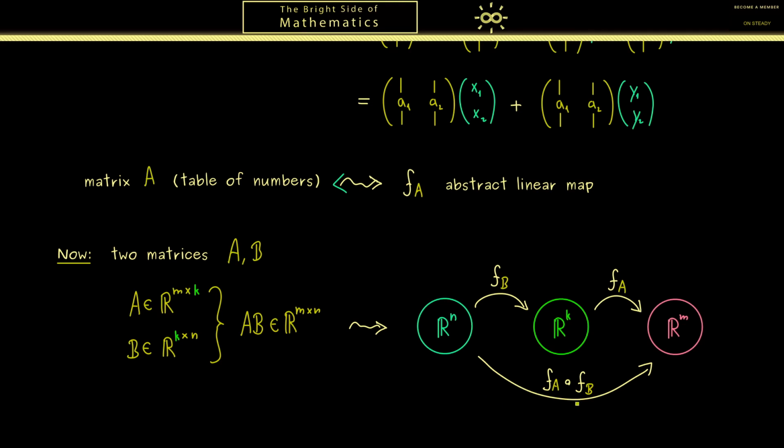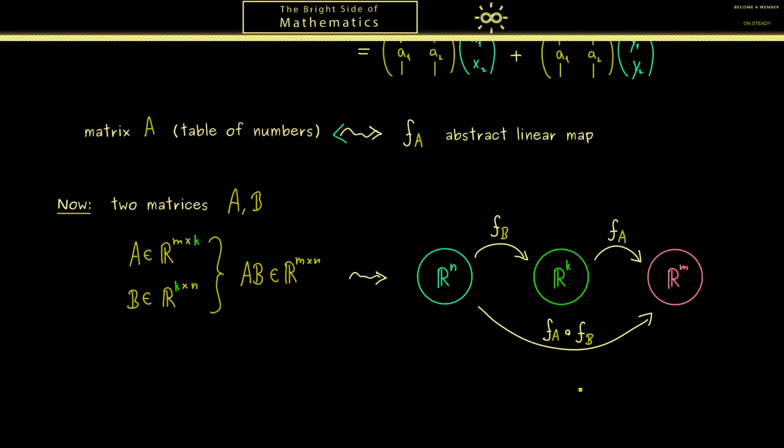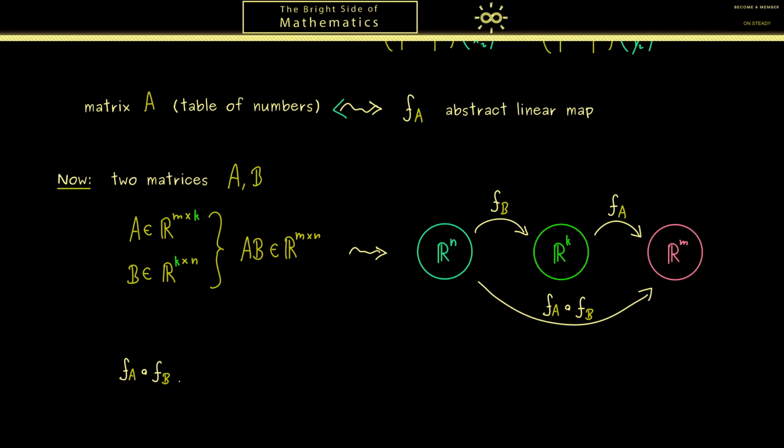Okay, then I would say, let's see what the map F_A after F_B does. So in other words, we just put in a vector x. And then you know, the composition just means that we first apply our map F_B, and then we put this result into F_A. However, of course, here we already know F_B of x is simply B times x. Therefore, B times x is the vector we put into the map F_A. But there we know, F_A is given by the matrix vector multiplication with the matrix A. So we simply have A times Bx.